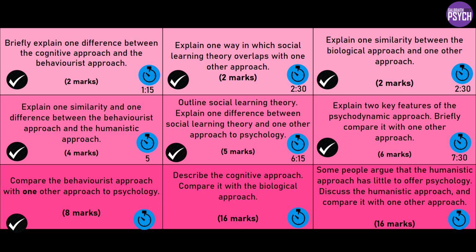Okay, for this 16 marker, we've got 6 marks of knowledge to describe the features of the cognitive approach. So just go through your key knowledge, your key concepts like schema, computer model, all of that stuff. And then we've got 10 marks left, and we're going to compare it with the biological approach.